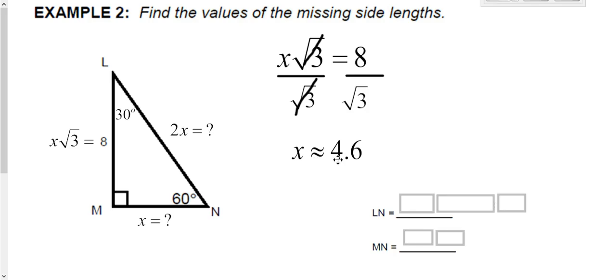Now that we know what x is, we're going to plug it in. First to this LN side, the hypotenuse, which is 2 times whatever x is, so we take 2 times 4.6, which is approximately 9.2. And then the MN side is just x, so it's just this number. X equals 4.6, so does MN, because it equals x. Piece of cake.